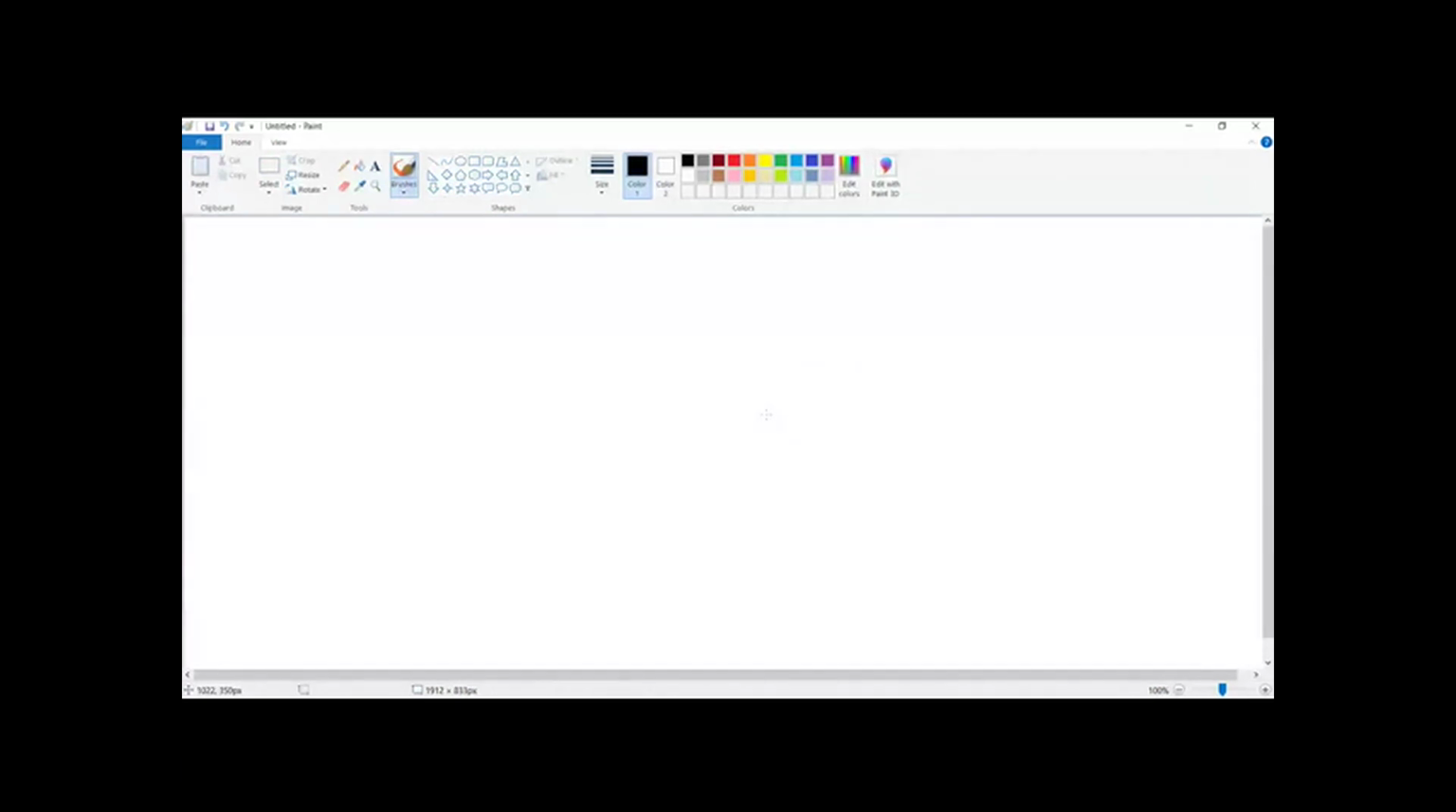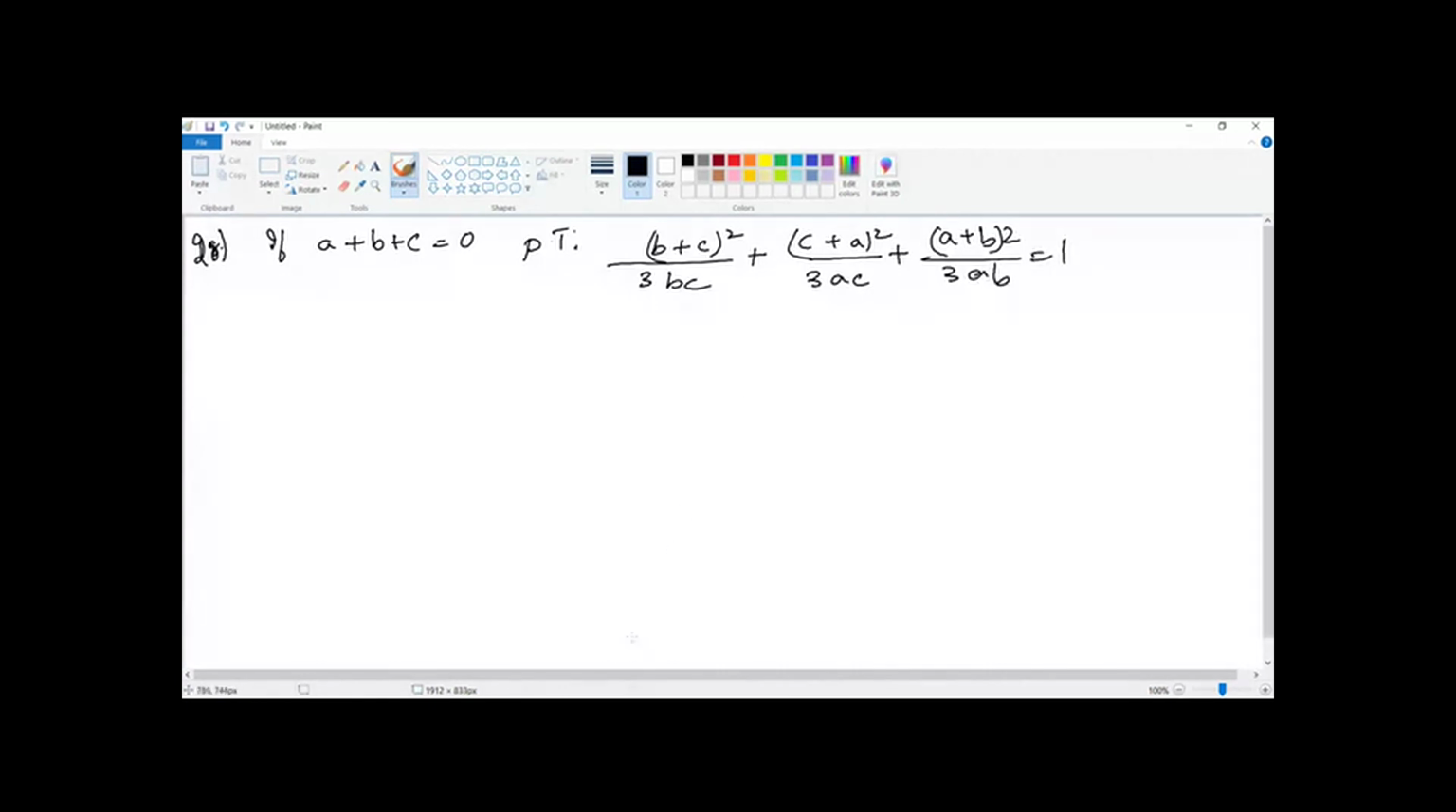Okay. Next question is question number 20, ma'am. Now, if a plus b plus c equal to 0, prove that b plus c whole squared by 3bc plus c plus a whole squared by 3ac plus a plus b whole squared by 3ab equal to 1. Have you done this question? No, ma'am. Okay, try.